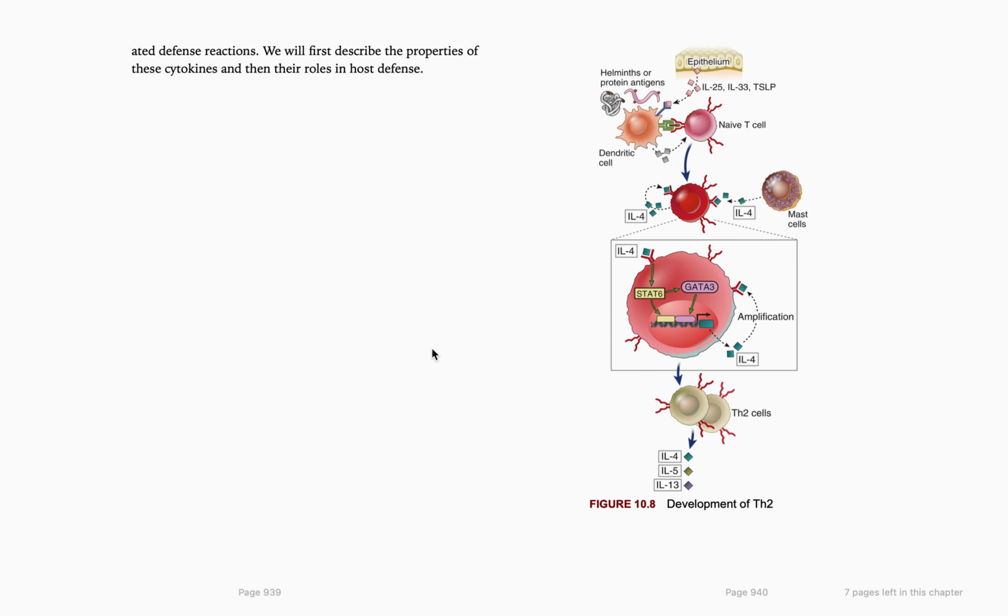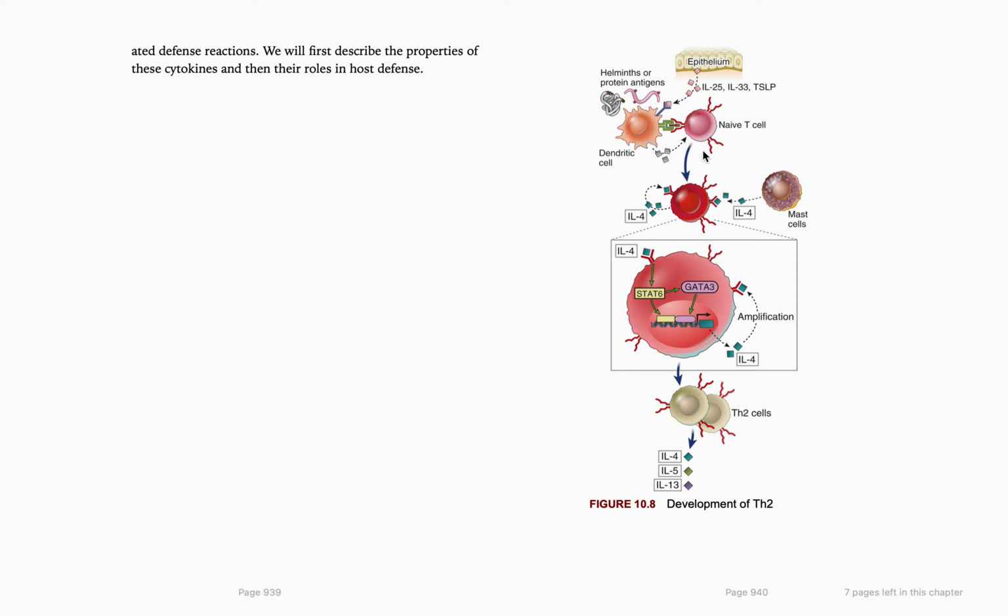In the diagram, this is what happens in the epithelium when you have helminths or protein antigens which cause allergy. When they are in the epithelium, they produce a lot of interleukin 25, interleukin 33, and TSLP, which are called the alarmins together. These activate the dendritic cell. The dendritic cell also presents to the naive T cell, and in the process, this one is activated.